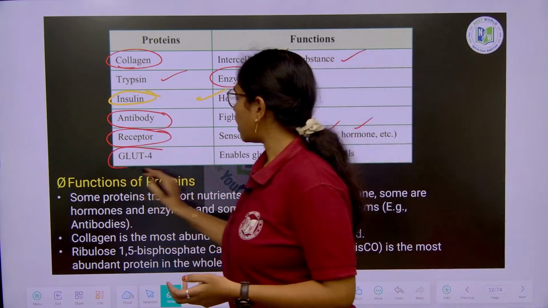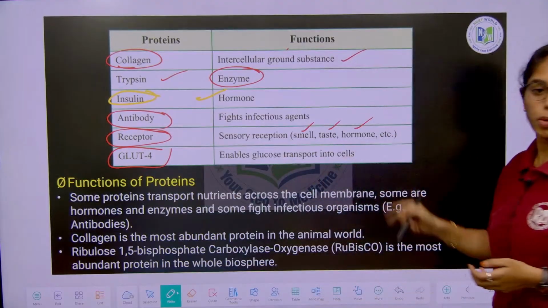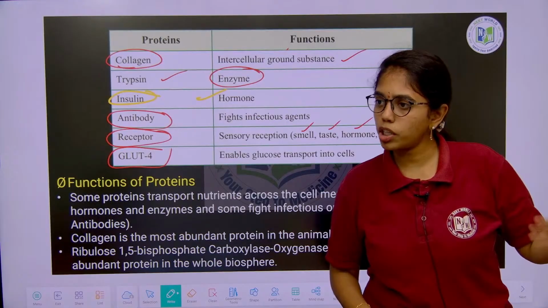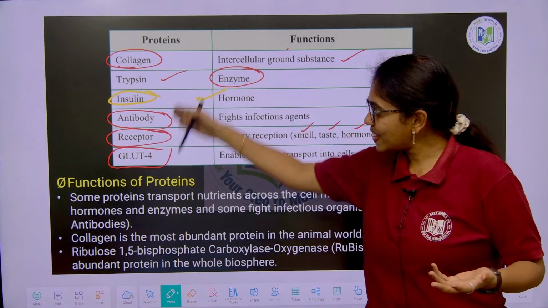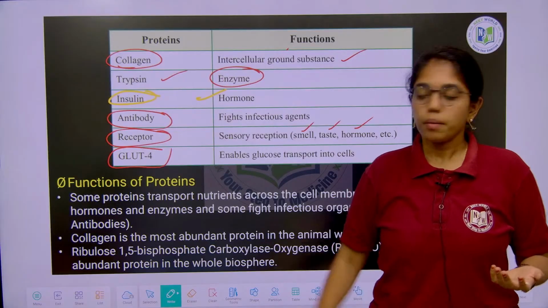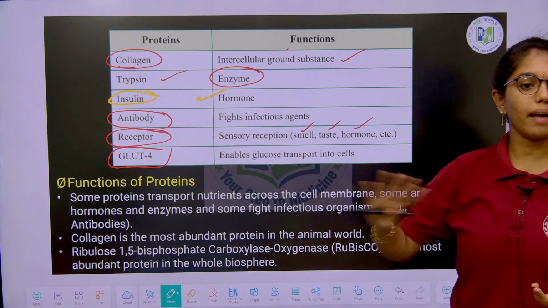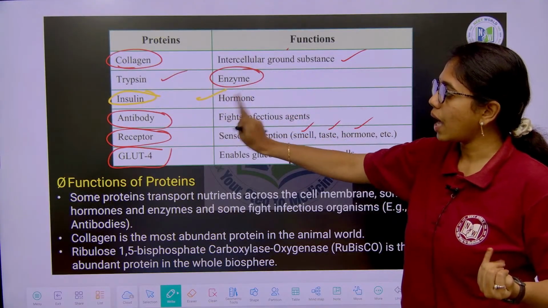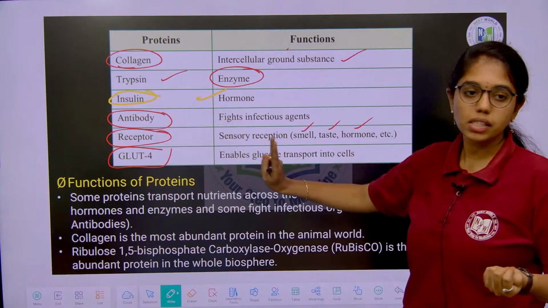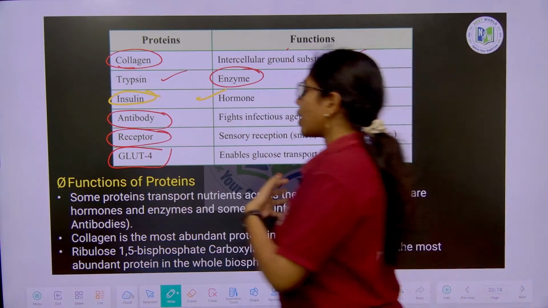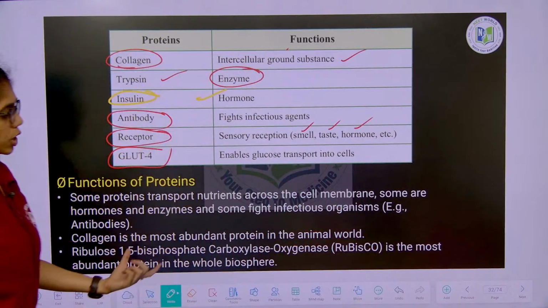GLUT4 enables the glucose transport into the cell. Even in the cell, the unit of life, we have learned about carrier proteins and channel proteins. So this is the diversity of proteins in our body, right? But these examples and functions you have to remember: collagen, trypsin, insulin, antibodies, receptors, and glucose transporter GLUT4. Next, look at the functions. This is what is explained here.